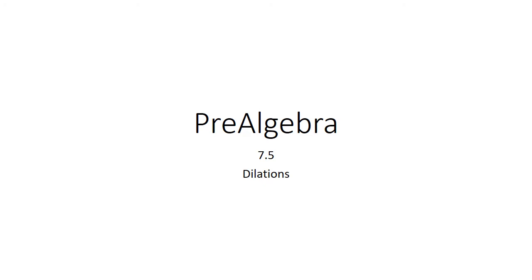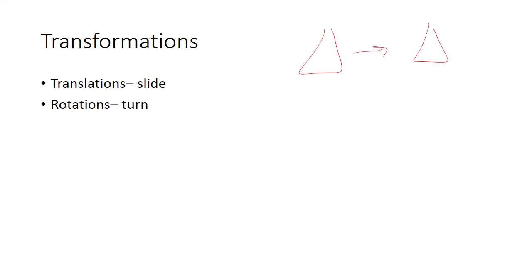This should sound kind of familiar from some things we've done with figures before, so let's go over that. We've already talked a little bit about transformations of a figure. The first one is a slide, so if you have a triangle and you move your triangle over, that's a slide. A turn is a rotation, and a reflection is if you flip it. Those are the three general transformations we use. The other one is a dilation.